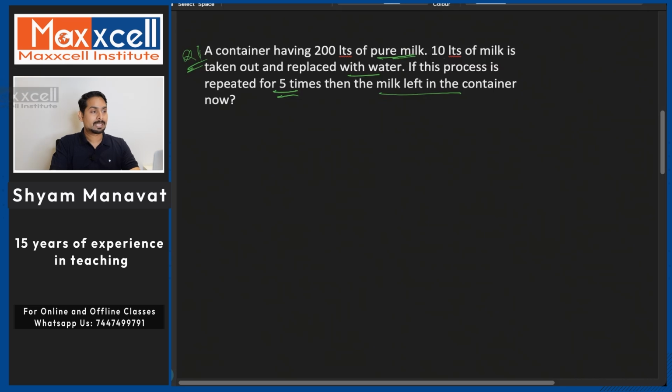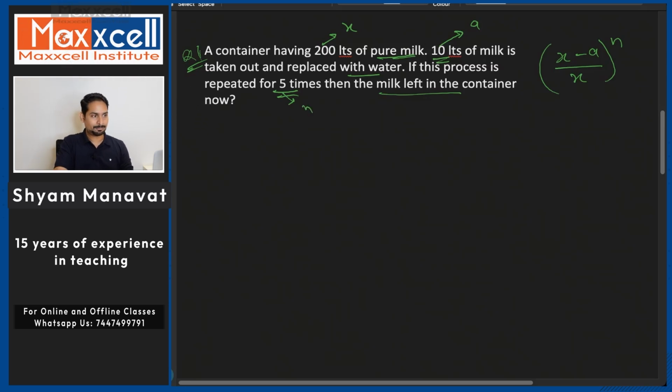Now think about this. There were 200 liters of pure milk. If you compare this with the formula, (X minus A) upon X to the power n, this 200 is X, the initial value. This 10 is the replacement quantity, A. And this process is repeating 5 times as per the question, so 5 is n as per the formula.